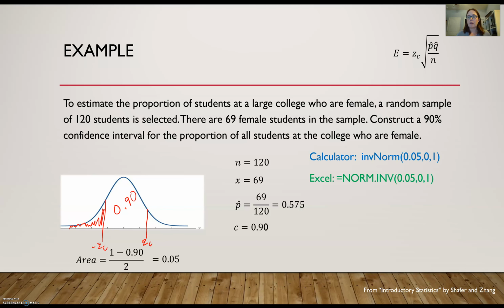So if I'm using a graphing calculator, inverse norm is what I'm going to be using, and then it's going to want that area I just found. And then the mean and standard deviation, which, this is a standard normal curve, mean is always 0, standard deviation is always 1. In Excel, it's NORM.INV, and then the 0.05 area, mean, and standard deviation again. There is a variation on that though. I can use NORM.S.INV, and that means I'm using the standard normal curve, and it already knows the mean and standard deviation. So all I have to do is give it the area. So that is just a little quicker way to do it.